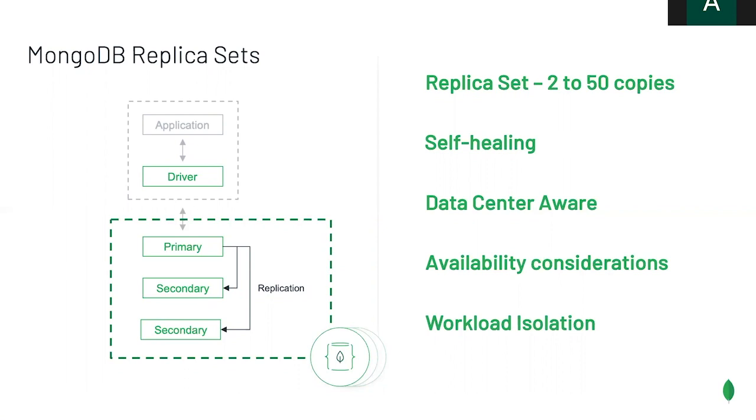Applications connect to MongoDB via a driver, and the driver and the replica set do lots of work in terms of synchronizing connectivity and ensuring data availability, reliability and consistency as well. So the driver needs to be aware of every single node within the replica set because in failover scenarios the driver is involved. MongoDB replica sets are self-healing, they could be data center aware, and they provide workload isolation.